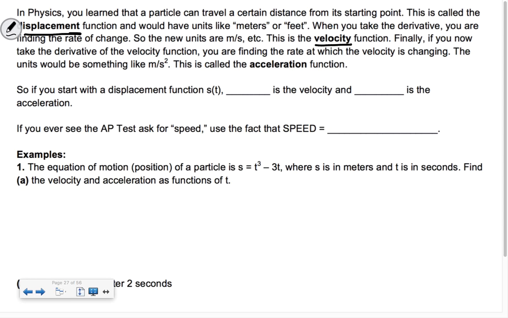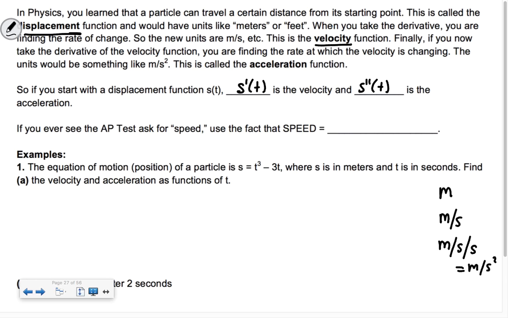And then the derivative of that is going to be units like meters per second per second, which is meters per second squared. So the original starts out with meters. The derivative is a rate, meters per second, right, a slope. And then the last one is meters per second per second, the same as meters per second squared. So we're going to have our original, the derivative, the second derivative, okay? So if you start with the displacement function, s of t, then s prime of t is the velocity, and s double prime of t is the acceleration.